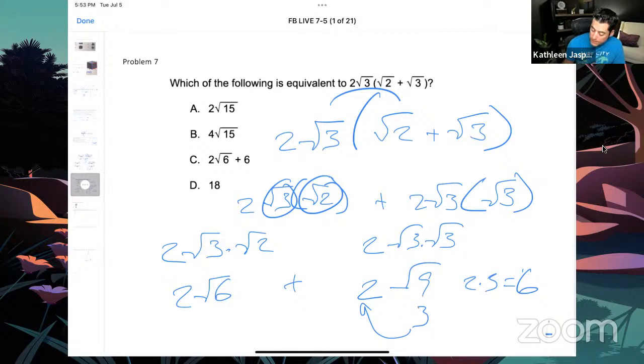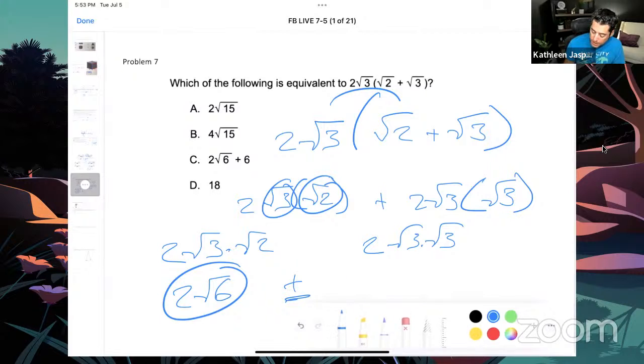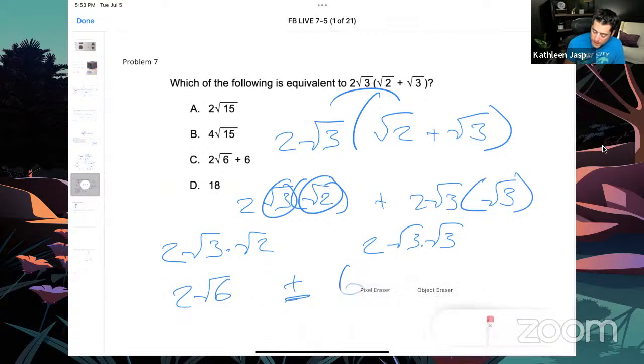So I've got 6 here. I've got 2 square roots of 6 here. They're supposed to be added. I know there's a bunch of stuff here, so let's do this. You know that that's supposed to be 6. So 2 square roots of 9 is actually the whole number 6. And with that, can I do 2 square roots of 6 plus 6? No, because remember, not like terms.